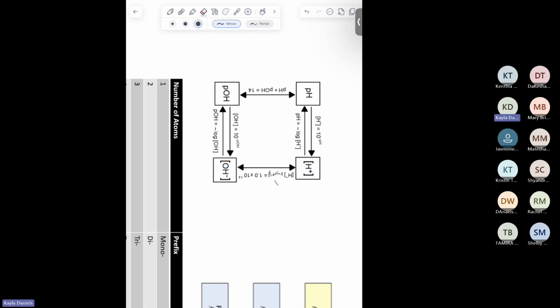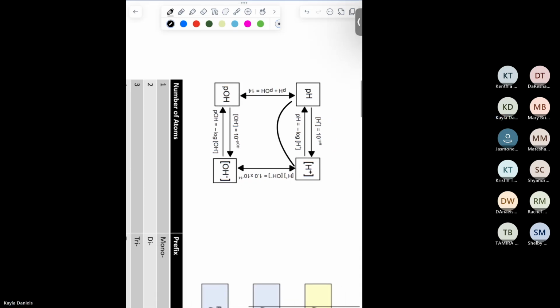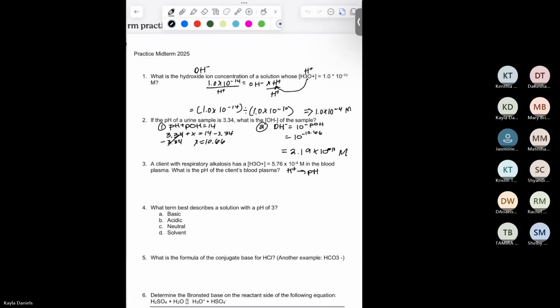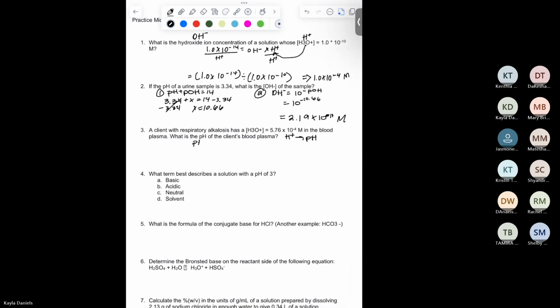All right, so H plus to pH. I already forgot. I'm pretty sure it's this though. All right, so now we're doing pH equals the negative log of H plus. pH equals the negative log of H plus. All right, so I plug in negative log 5.76 times 10 to the negative fourth.